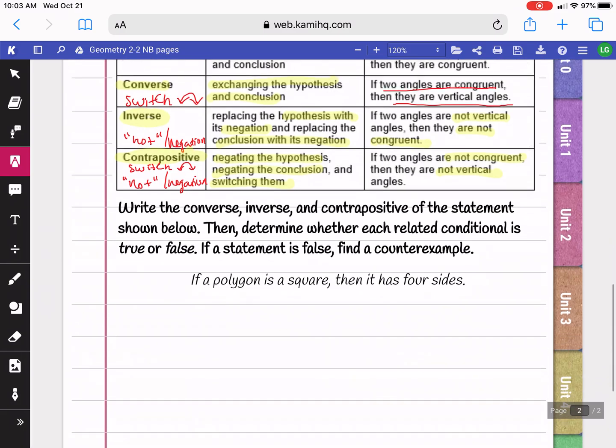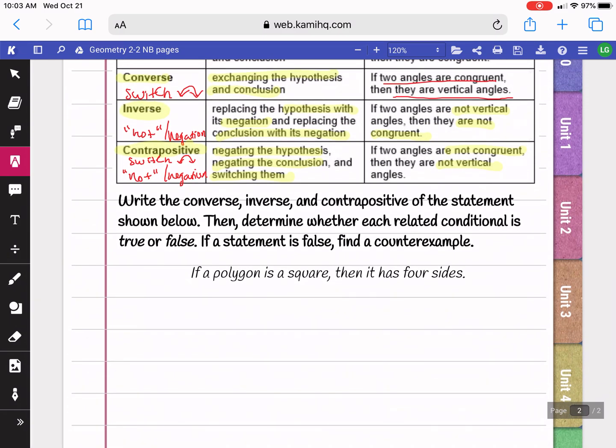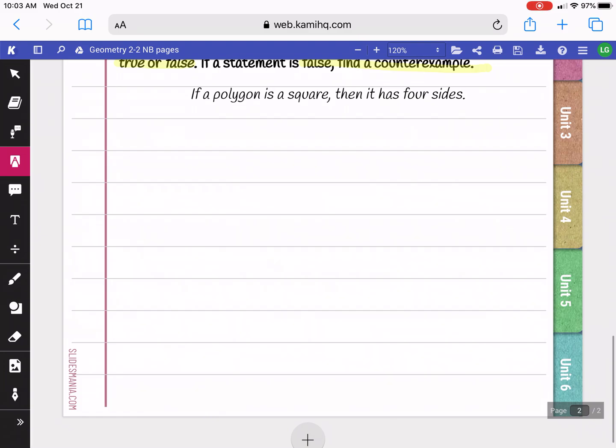So let's go ahead and look at an example on our own. Here we're going to write the converse, inverse, and contrapositive. And then we're going to determine whether each one's true or false. If it's false, we're going to give a counterexample. So we're going to do several things in this problem. We're going to write our statements, determine true or false. If it's false, we'll find a counterexample. So our statement is if a polygon is a square, then it has four sides.